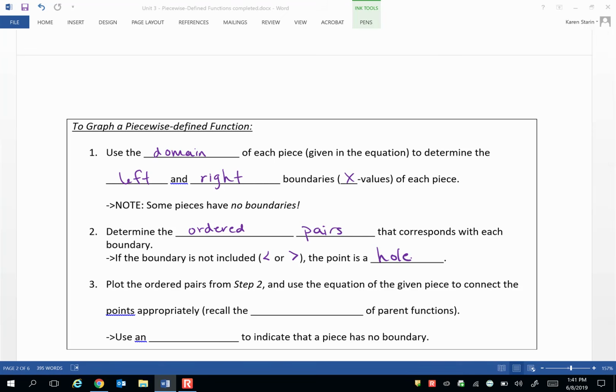So plot the ordered pairs from step 2 and use the equation of the given pieces to connect the points appropriately. So we're going to recall our library of functions and the shapes of those functions from our previous unit. So then we use an arrow to indicate that a piece has no boundary, and that arrow implies that both directions go on forever and ever, both in the x direction and in the y direction.